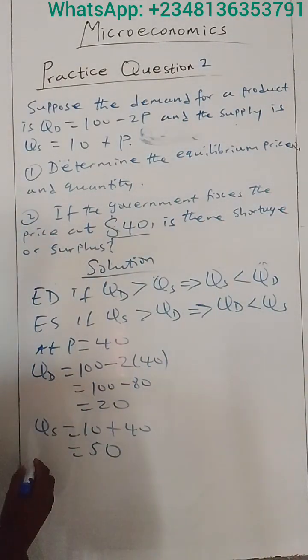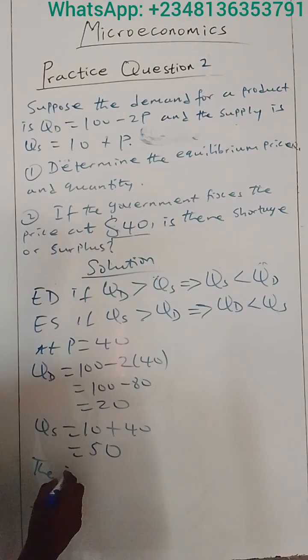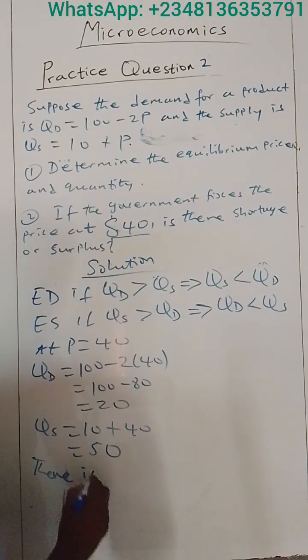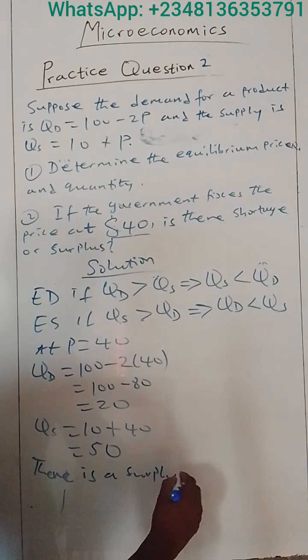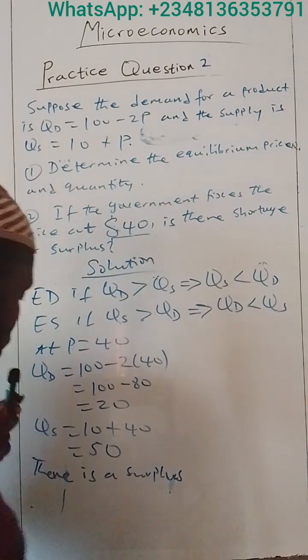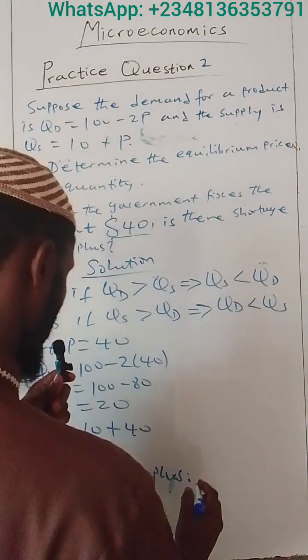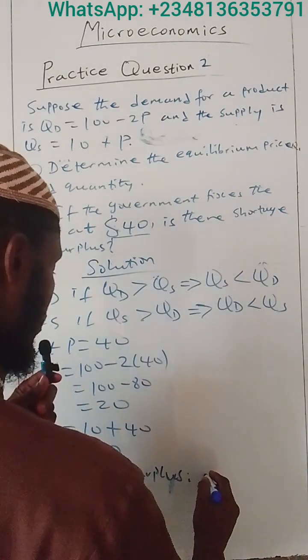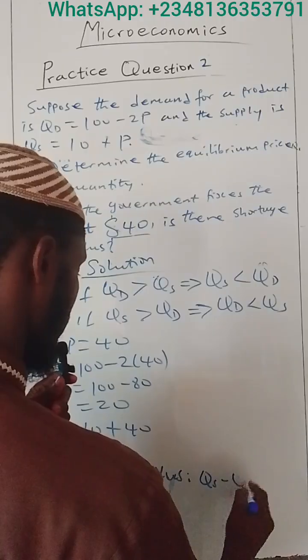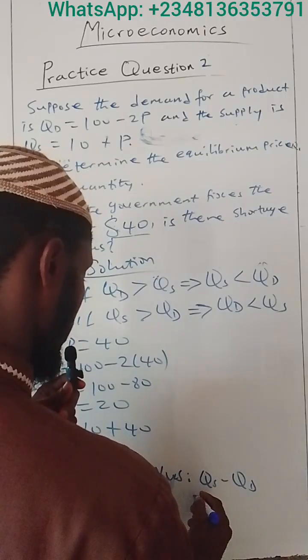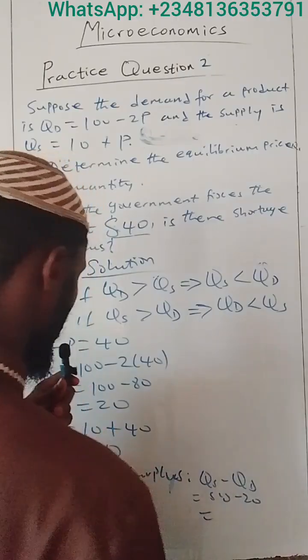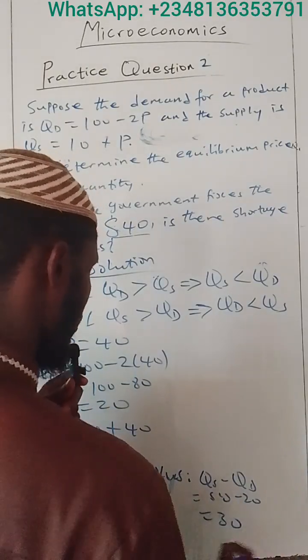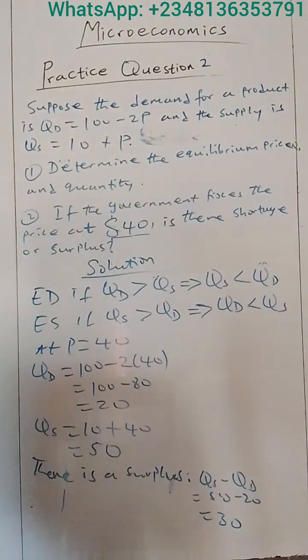So in other words, there is a surplus. So the surplus of how many units? It's going to be QS minus QD. So in other words, we have 50 minus 20, which is equal to 30. So we have a surplus of 30 units.